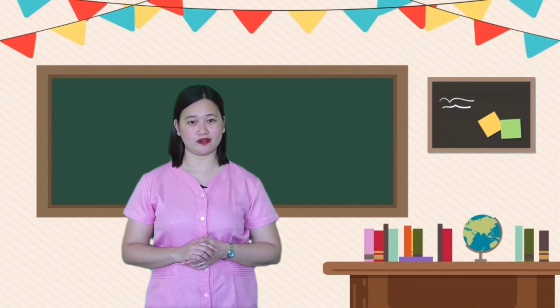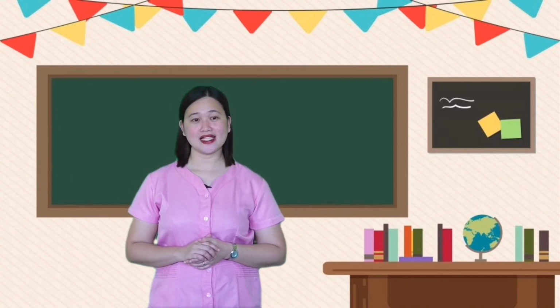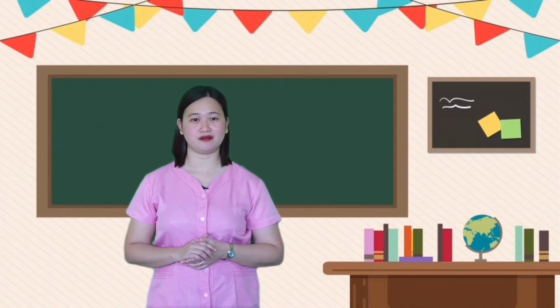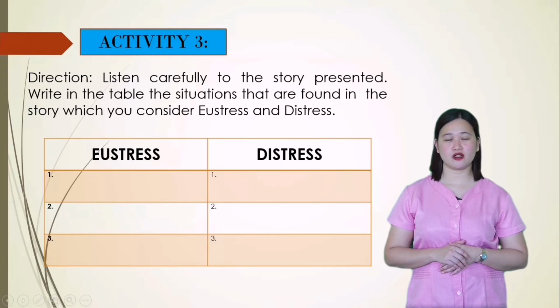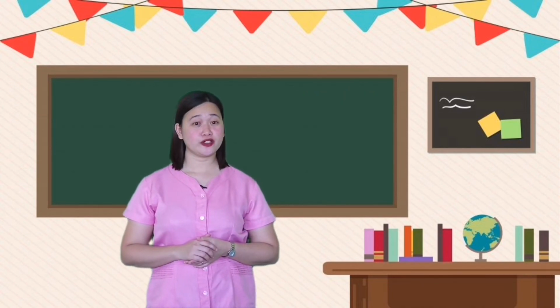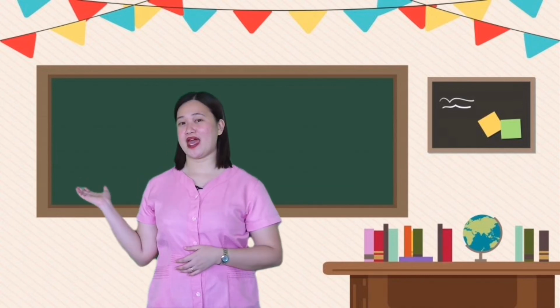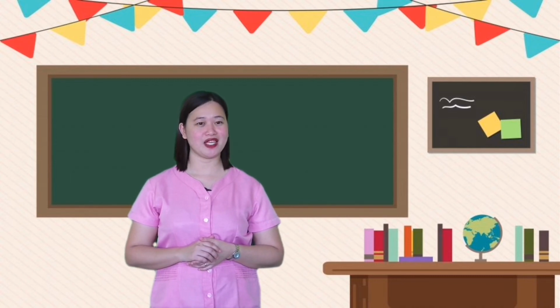Wow! You really listened and watched attentively in our discussion. At this point, let's have another set of activity. For activity number 3, listen carefully to the story presented. Write in the table the situation that are found in the story which you consider eustress and distress. Are you now ready to listen? That's great! Don't forget to bring out your paper and pen. Listen carefully and note the important details. Let's begin!